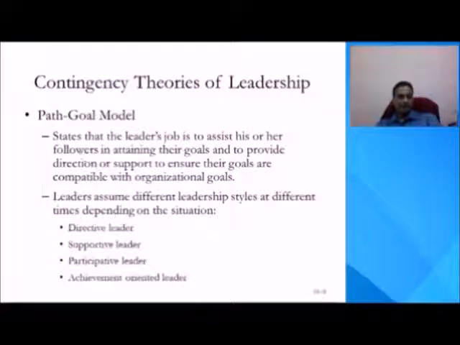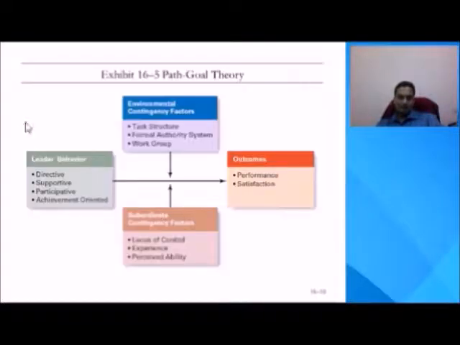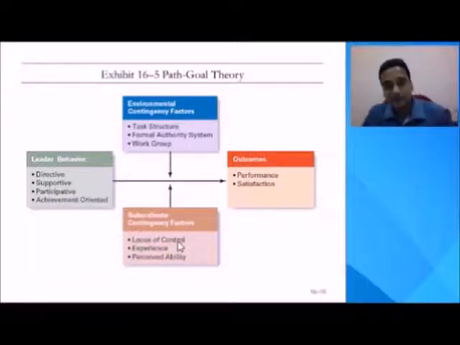The path goal model was proposed by Robert House. He has identified two sets of contingency factors. One set of contingency factors is related to the environment. So it is again the task structure, how structured the task is, whether there is a formal authority system, and the nature of the work group. These are the environmental contingency factors, and you have the subordinate contingency factors like the locus of control of the employee, their experience, the ability, and the competence.